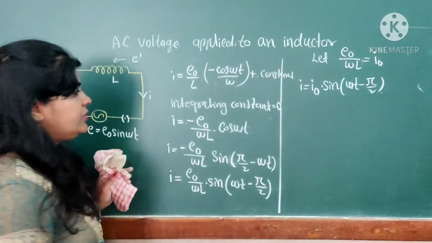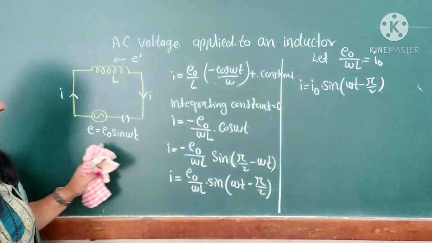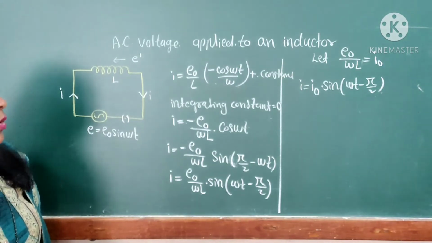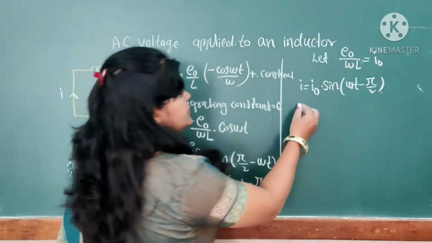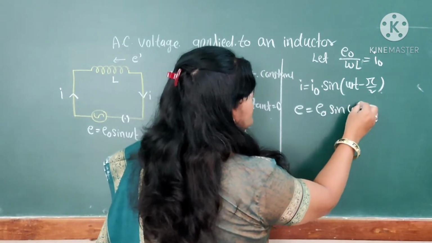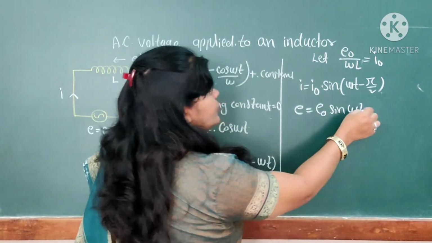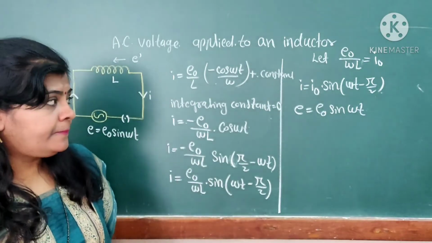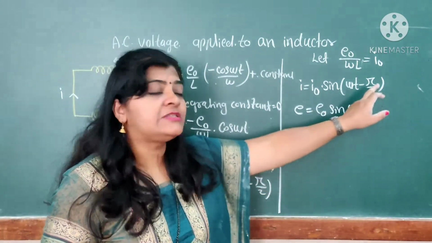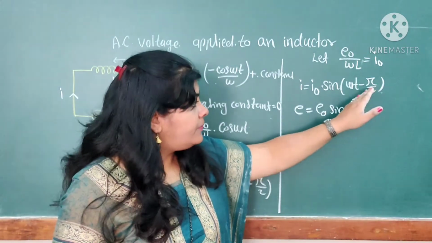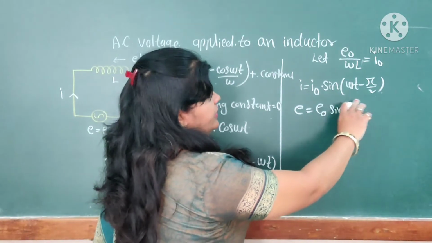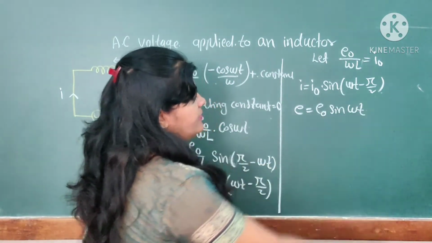And already we got the equation, we consider the applied EMF is E is equal to E naught into sine omega t. If you consider these two equations, both are sine functions. Next, the phase difference between these two rotating vectors, the phasors, is pi by 2.